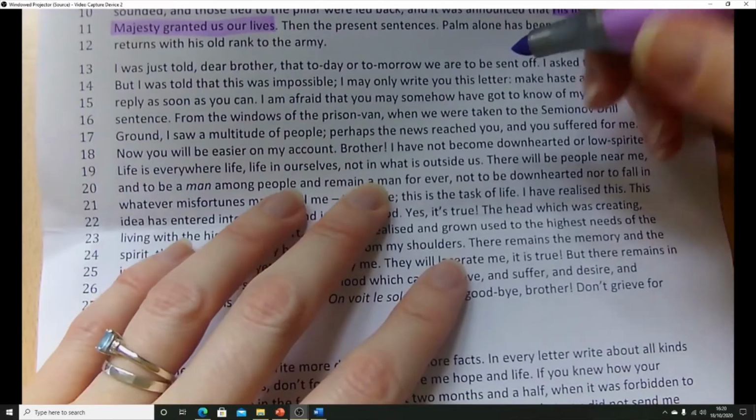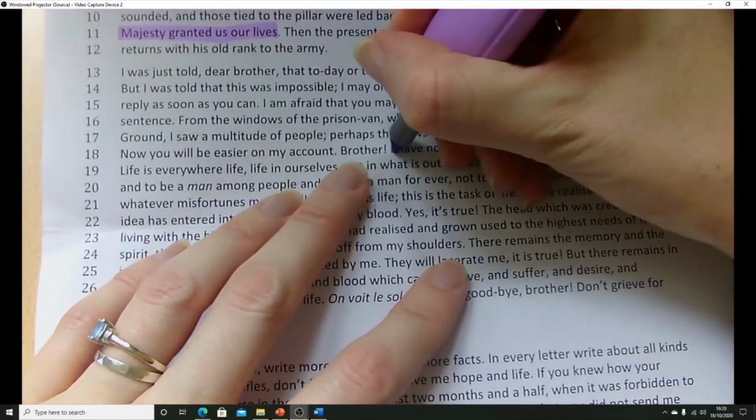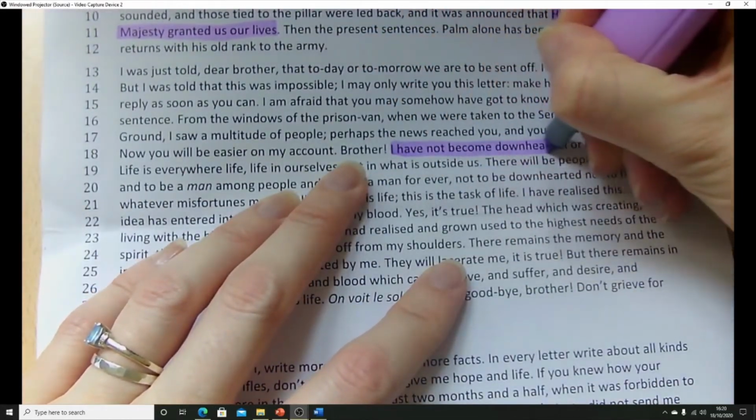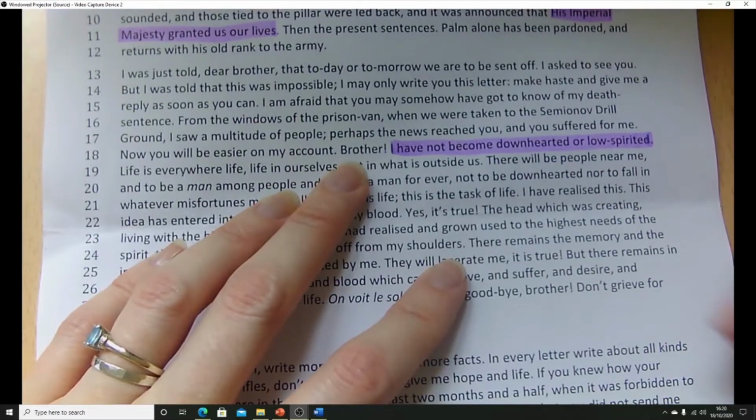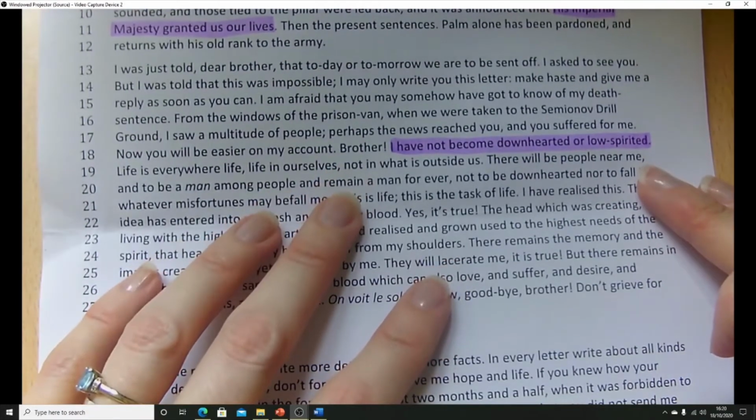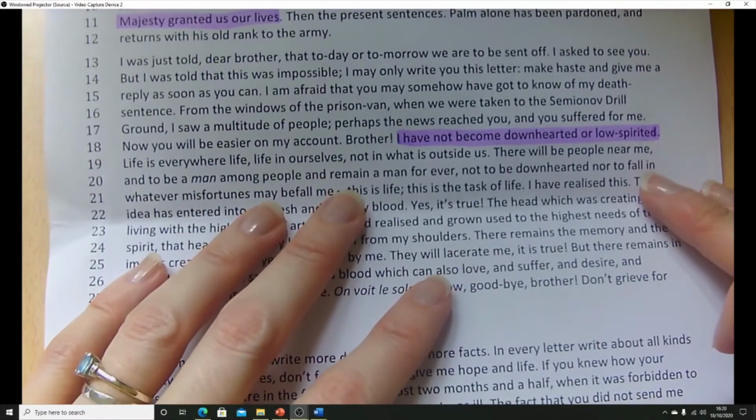So, you could say that that is part of his experience, that he did not allow himself in that experience to become saddened or, as he says there, low-spirited.